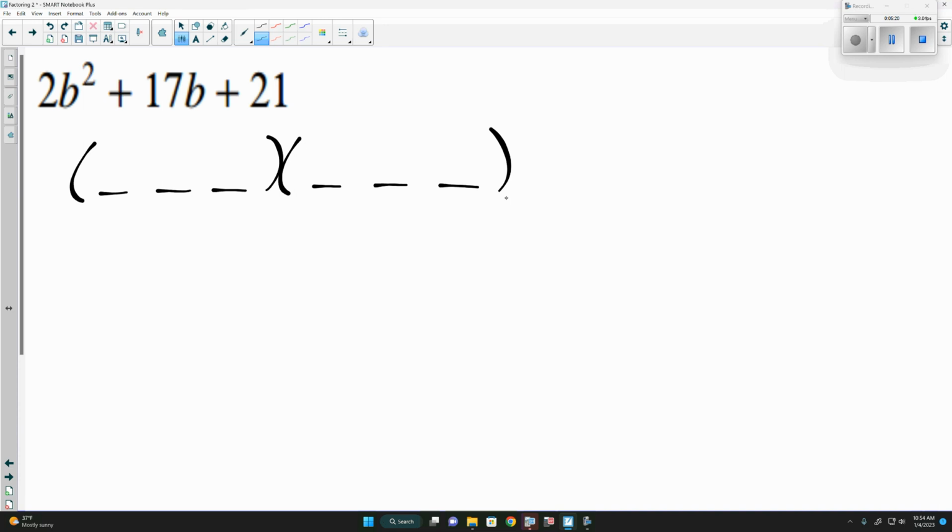So we can move to our two sets of parentheses with three spaces. Find the signs. If the third term is positive, the signs are the same and they match the sign of the middle term. So here the third term is positive, so they're both the same and match the sign of the middle term, which is also positive. So we have plus and plus.